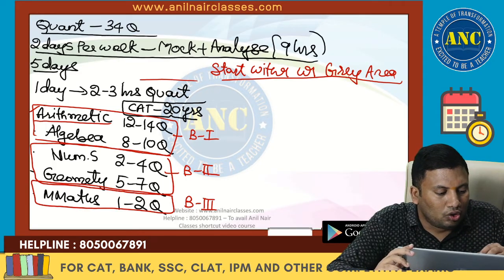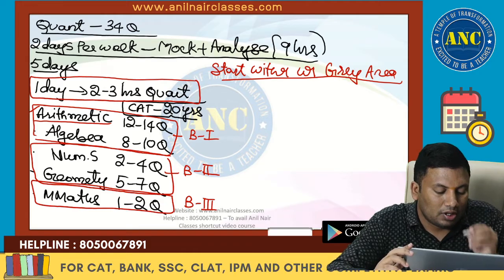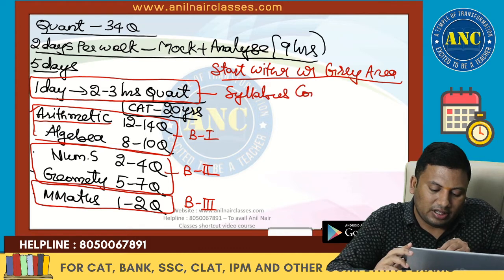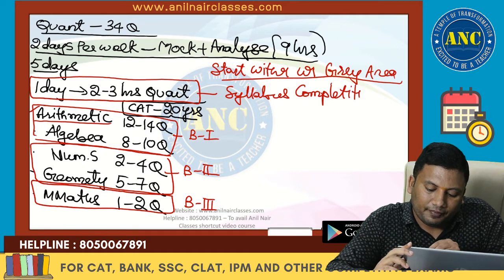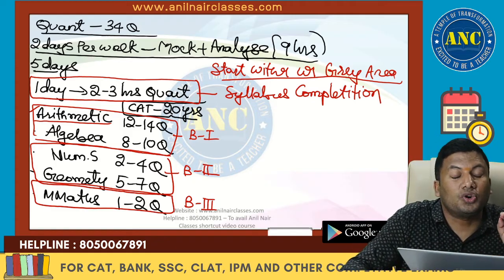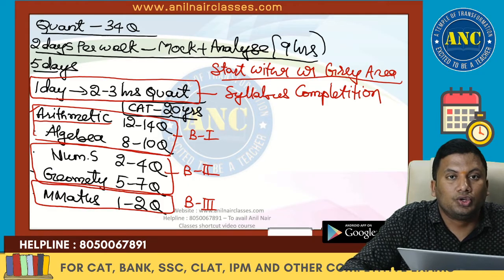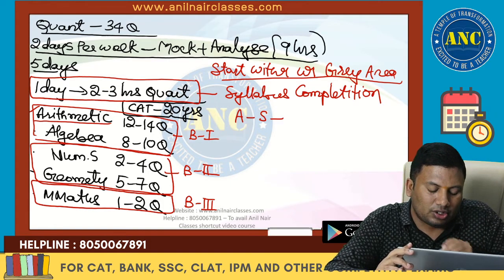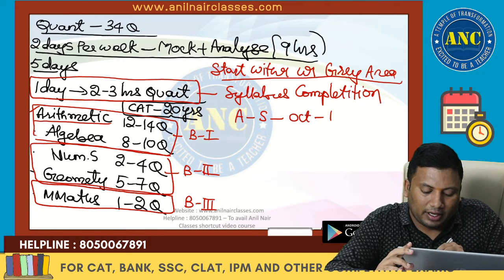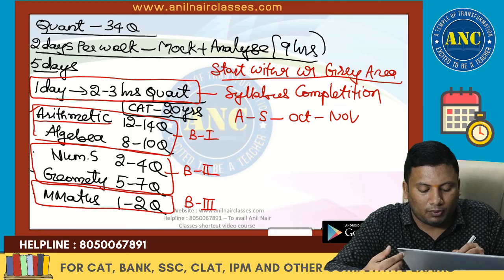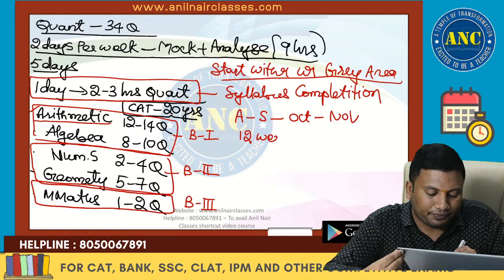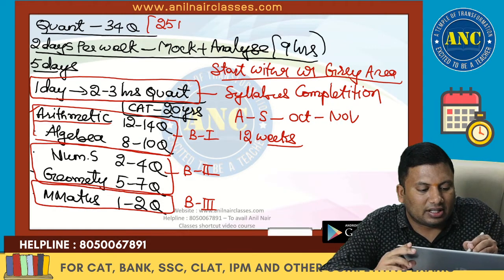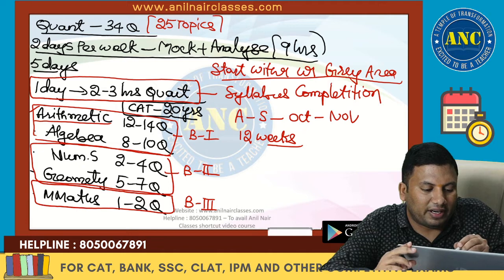Always remember, 2 to 3 hours of quant. This is for the syllabus completion. By October end, almost every topic in the CAT paper, you should have an investment of time. That means we are at August to September, September to October and October to November. So almost we have got 12 weeks. In quant, close to 25 topics are there.